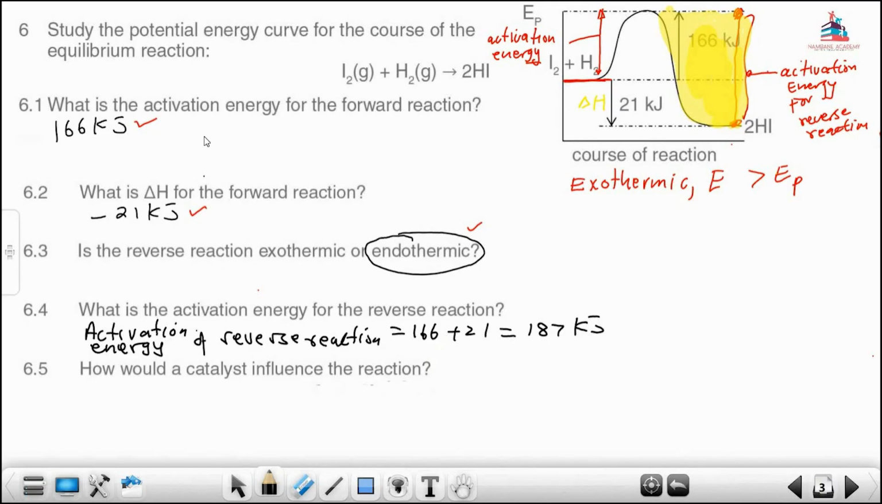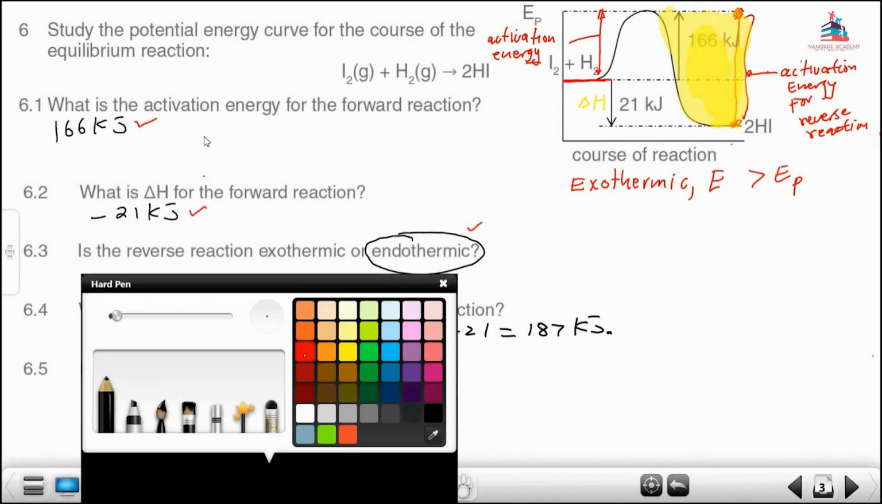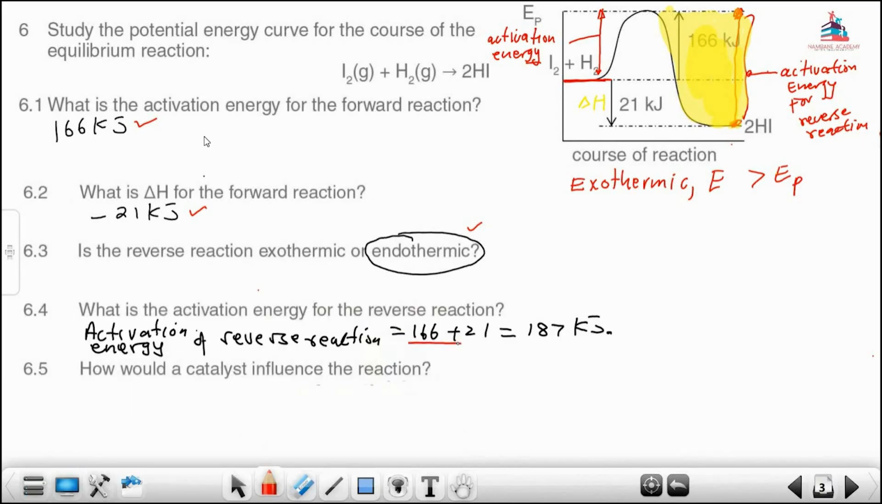Any questions with this one? Okay, if there are no questions, thank you very much. And this one will most probably be 2 marks for adding the two and getting the final answer with the correct SI unit. Now listen for this.